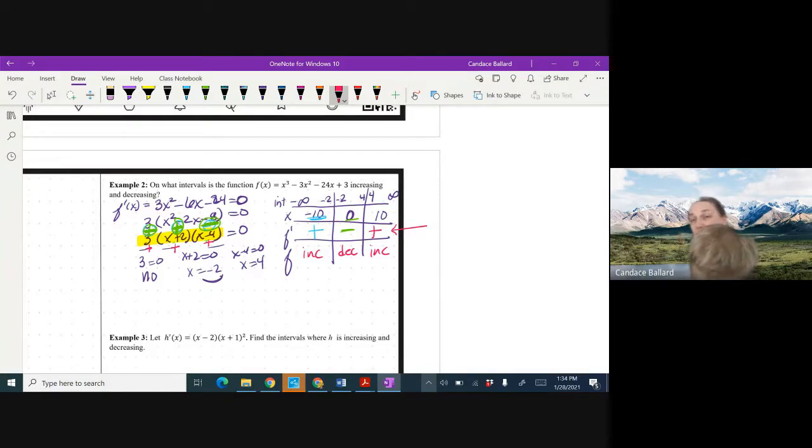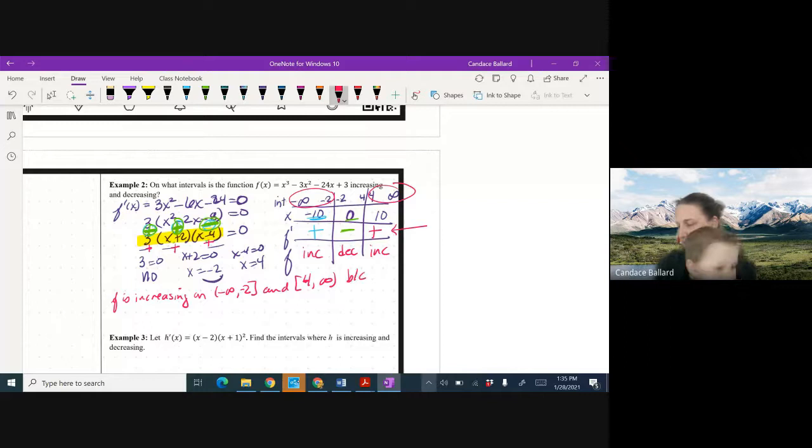Okay, so we're going to write our nice little sentences out now. F is increasing on, and I'm going to read this interval and this interval: negative infinity to negative 2 with a bracket, and 4 to infinity with a parenthesis. It's because the derivative is positive, so you have to say that in fancy math words: F prime of x is greater than 0 on these intervals. Good job.